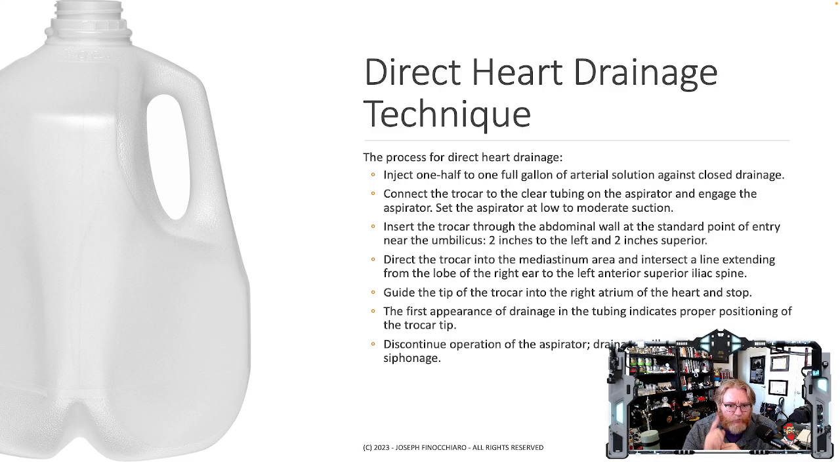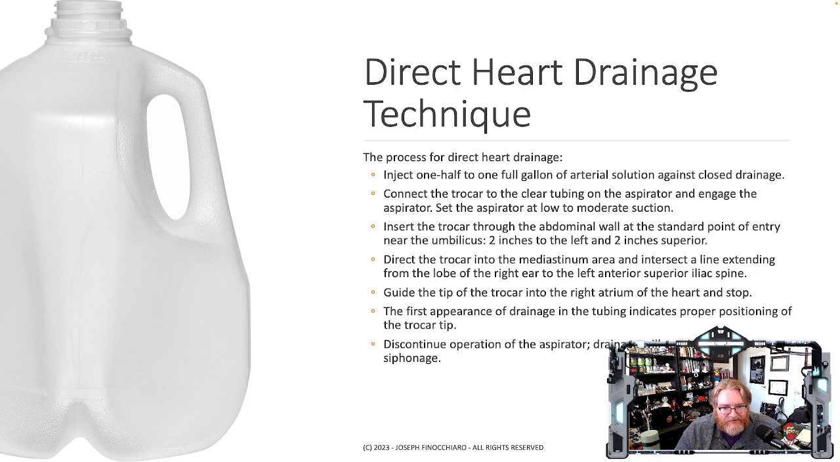First, you can inject 1/2 to 1 full gallon of arterial solution against closed drainage. Fancy way of saying, you can literally put in a gallon of arterial solution before you really have to worry about drainage. Because remember, we have a lot of space to fill. Connect the trocar to clear tubing on the aspirator and engage the aspirator, i.e. turn it on, and set it to low or moderate suction. Insert the trocar through the abdominal wall at the standard point of entry for cavity treatment, 2 inches to the left and 2 inches superior to the umbilicus, 2 inches up and over from your belly button.